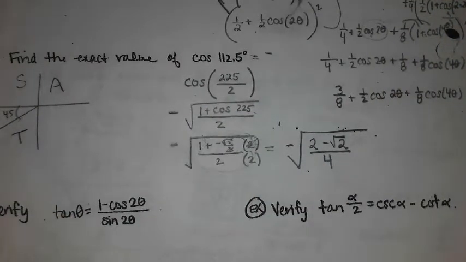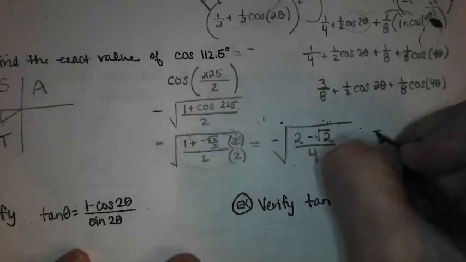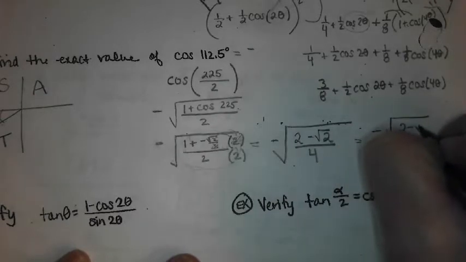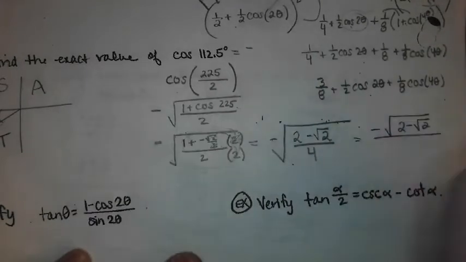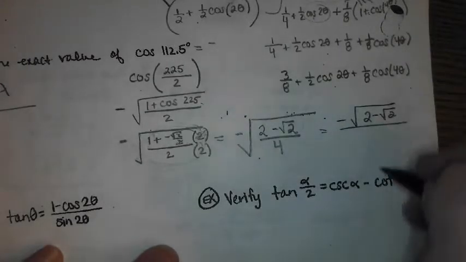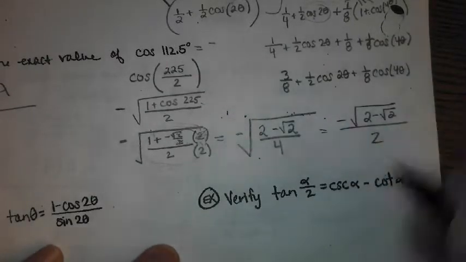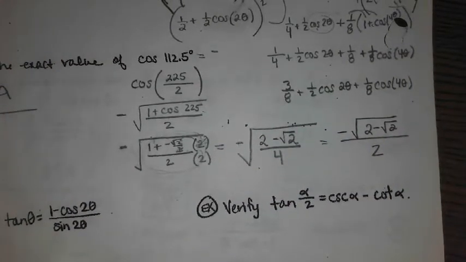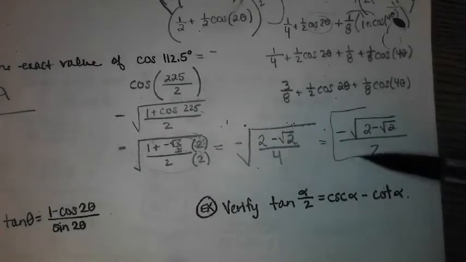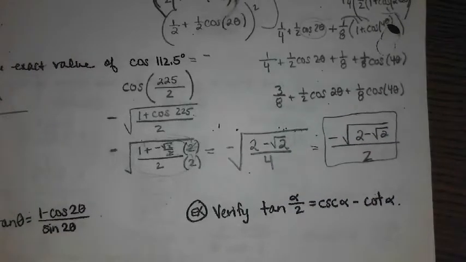And then when you take the square root of a fraction, this is all algebra stuff, you take the square root of the numerator separate from the square root of the denominator. And what is the square root of the denominator? 2. So that is as exact as we're going to get.